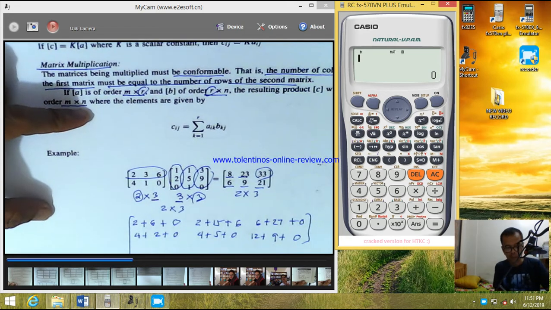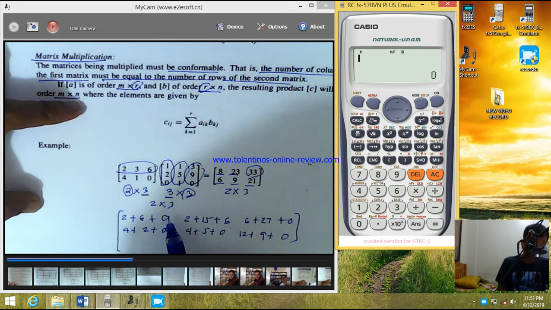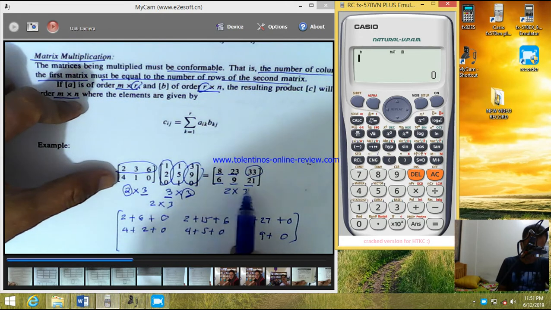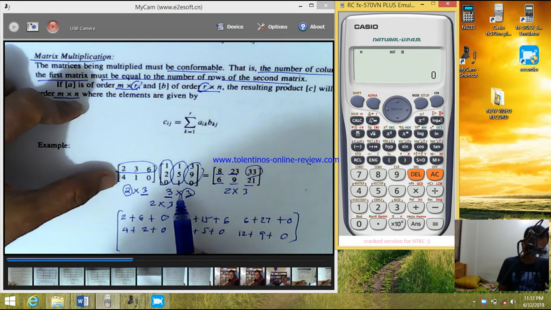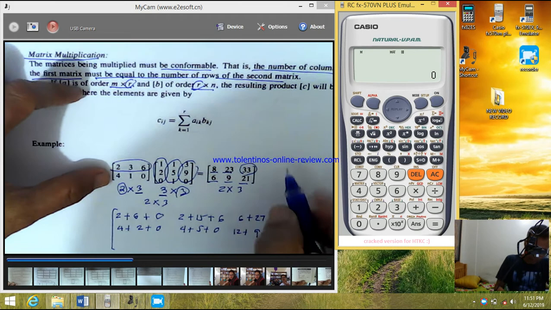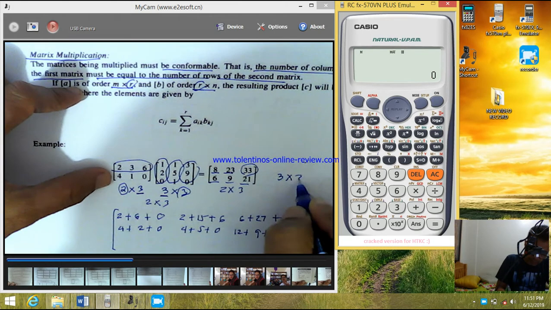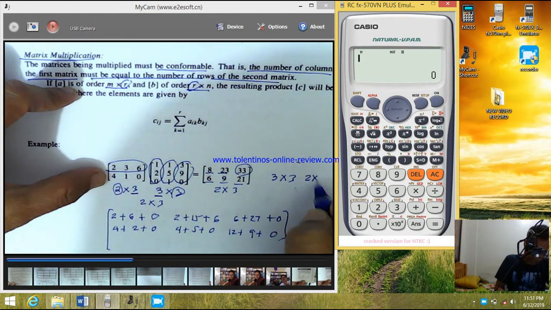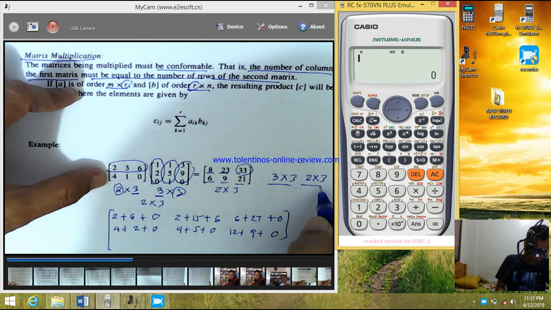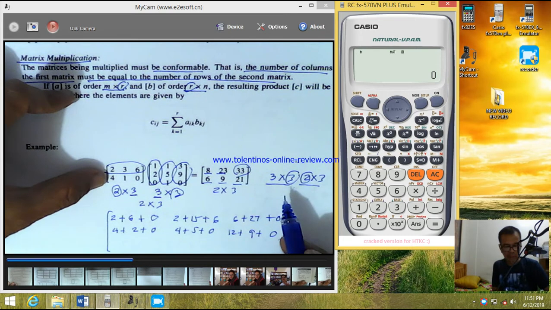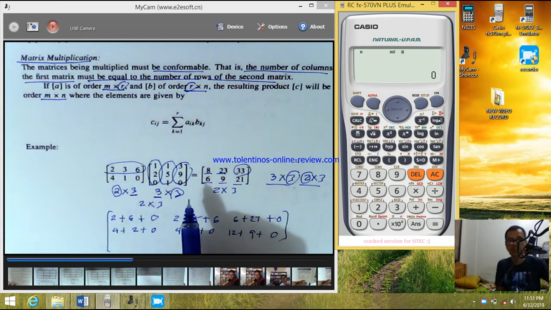Okay. You might be curious to ask kung baliktad ba, conformable ba siya. Kung baliktarin natin yung 3 by 3 at saka 2 by 3, look, yan, hindi na to pareho. Therefore, undefined na siya. Hindi ko pwedeng baliktarin yung product nito.